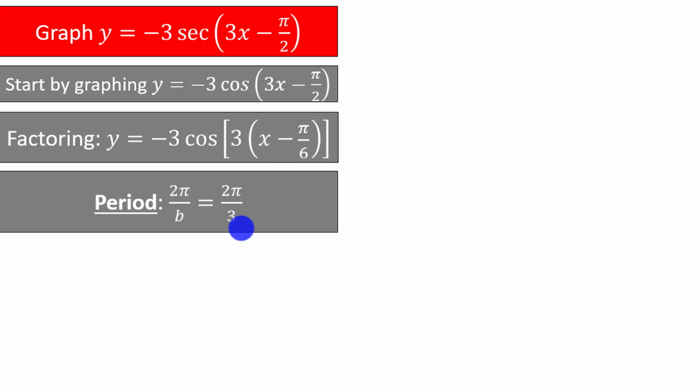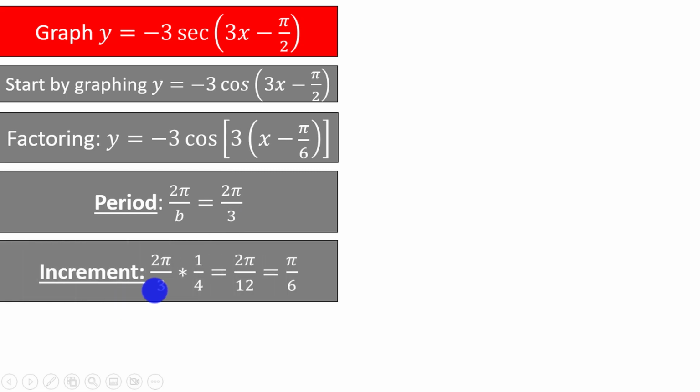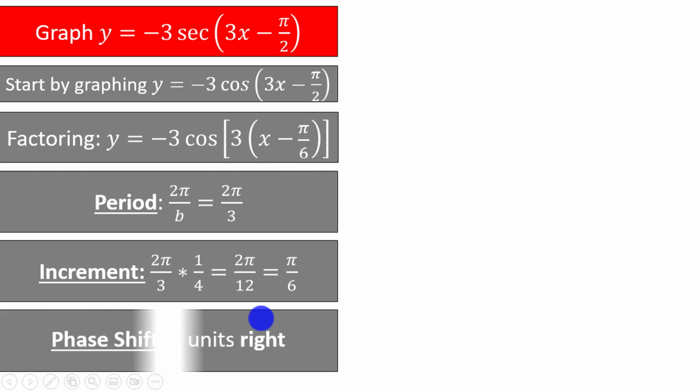The increment at which we will have important key points is 1/4 of the period. 2 pi over 3 multiplied by 1 over 4 is the same thing as 2 pi over 12, which is the same thing as pi over 6. Also note that we have a phase shift of pi over 6 units to the right.